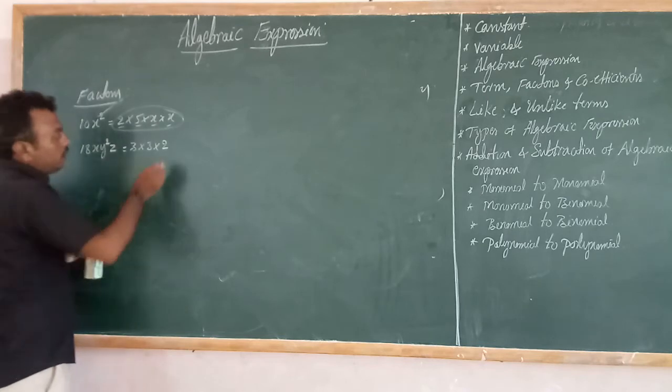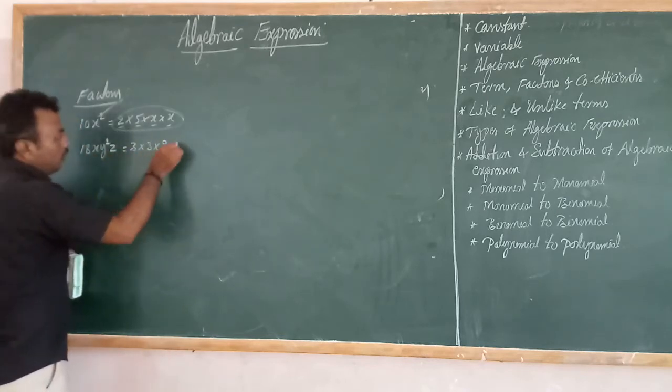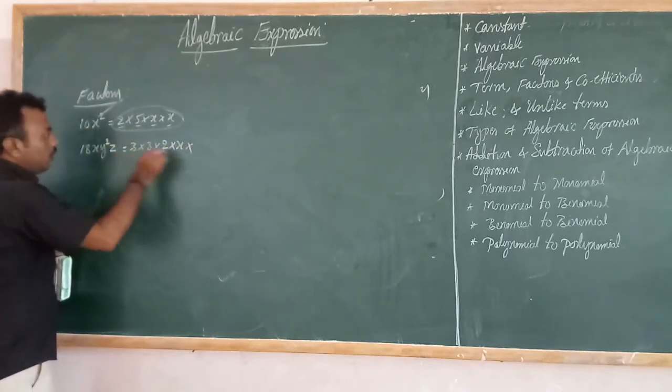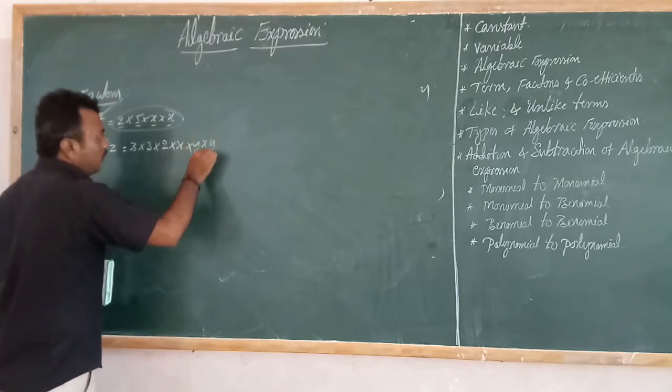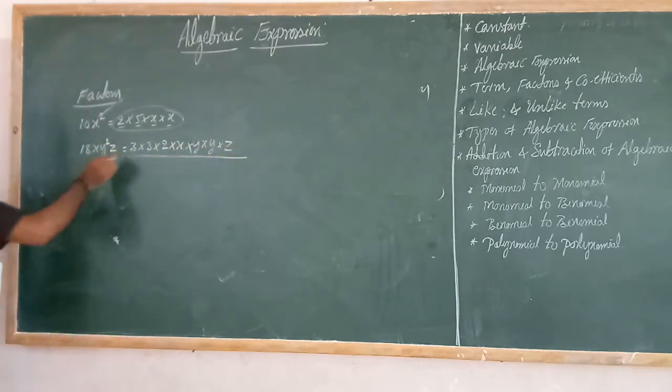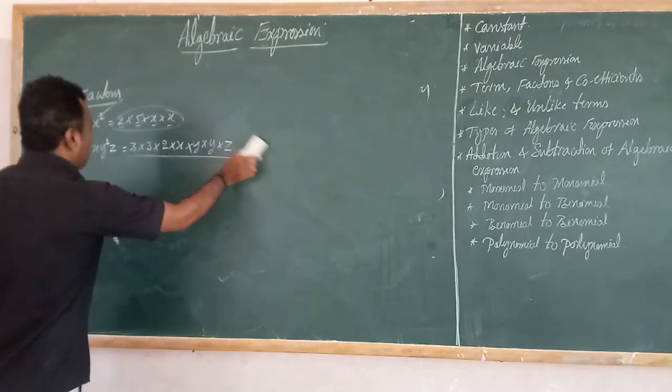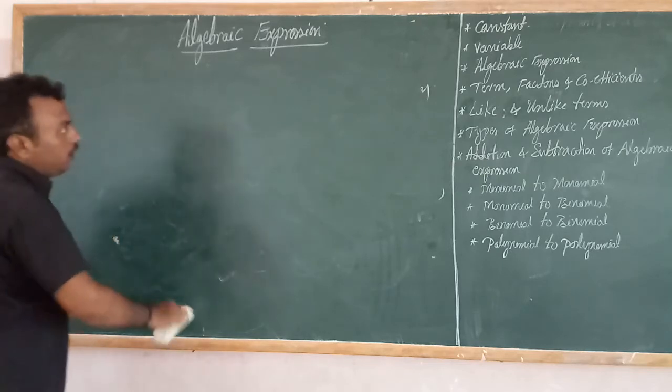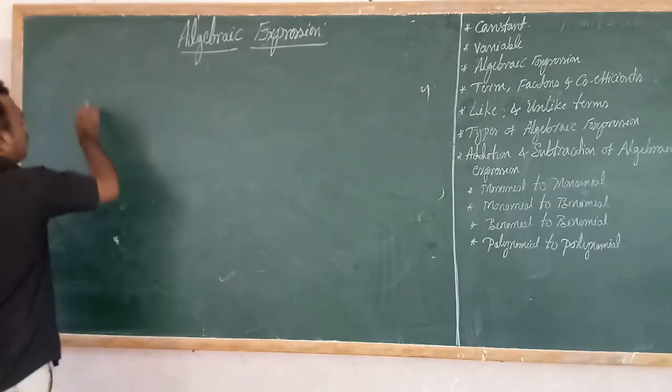Okay. So next, into, what is the factor of x? Only x. What are the factors of y square? y into y. What is the factor of z? Into z. So these are the factors of 18xy square z. Have you understood, students? Yes. Next one, come to the next point, which is coefficient.